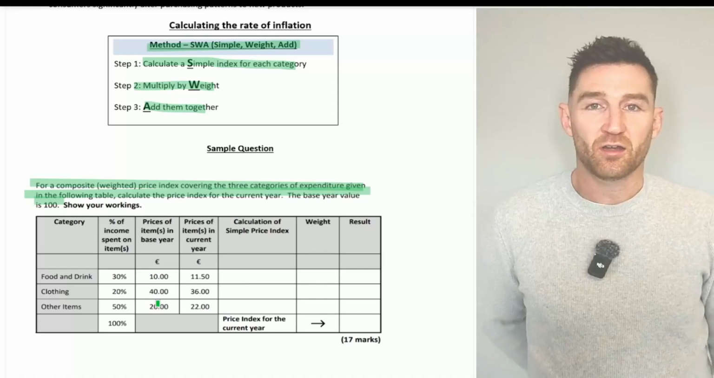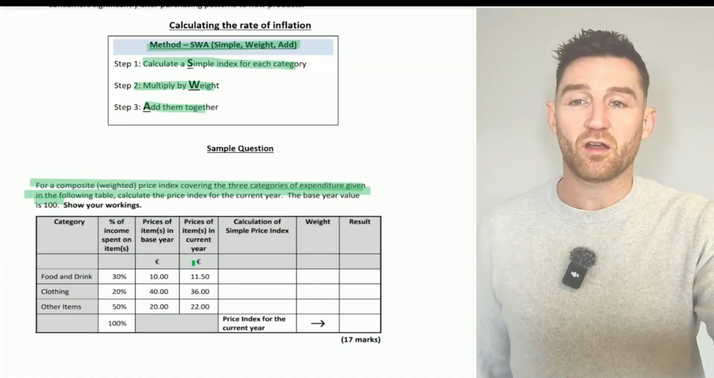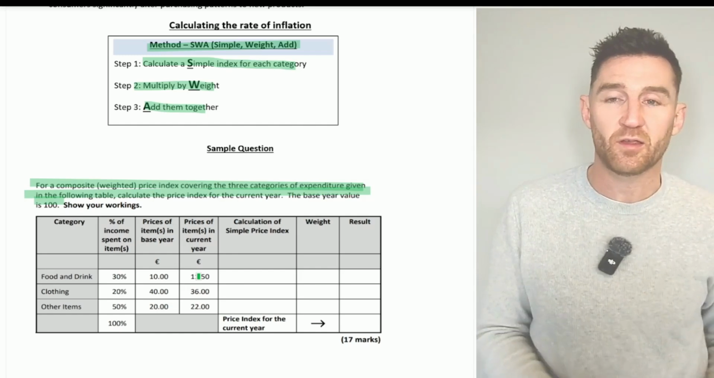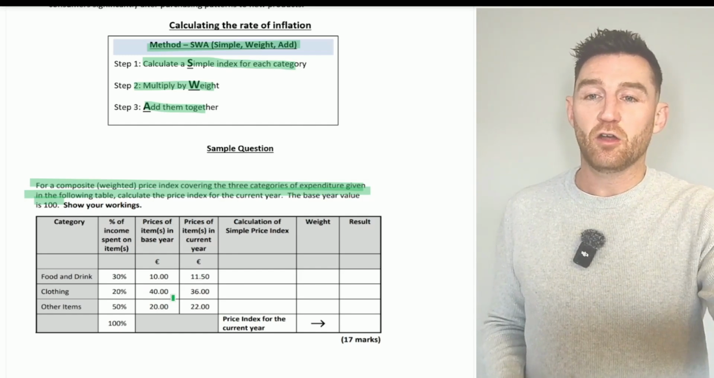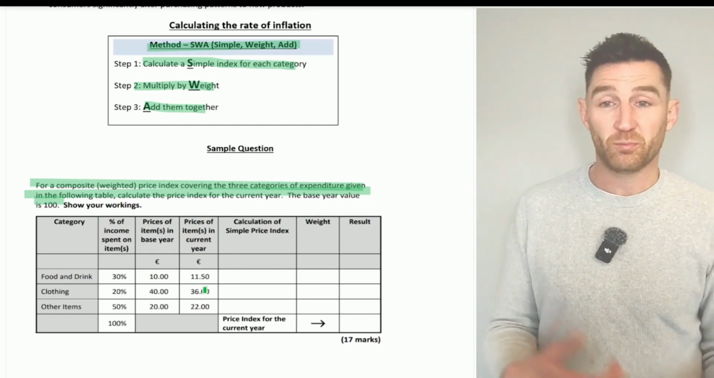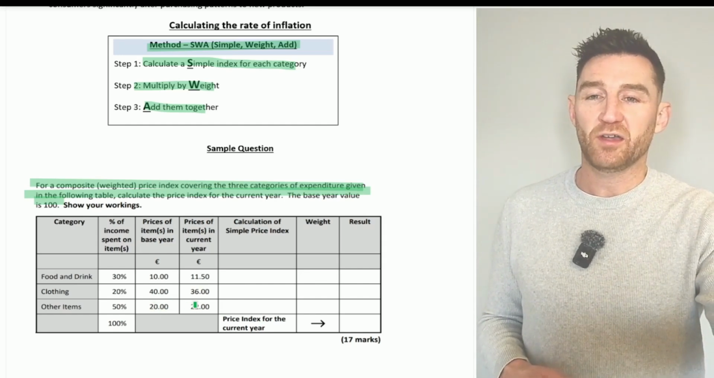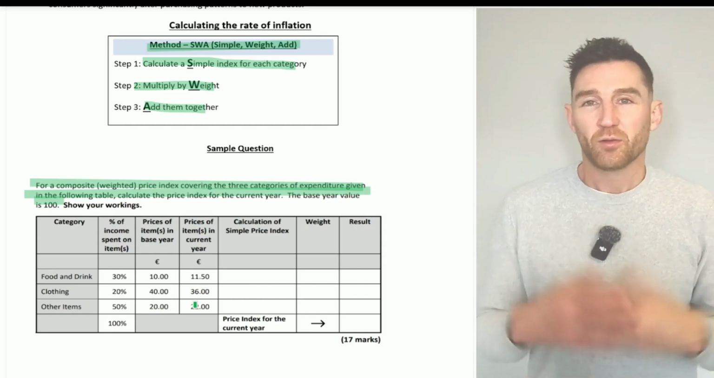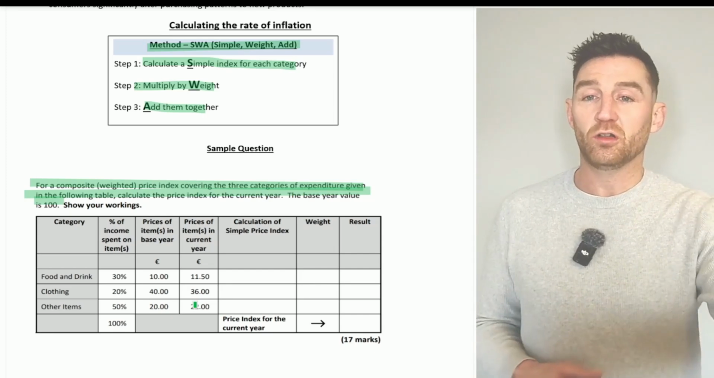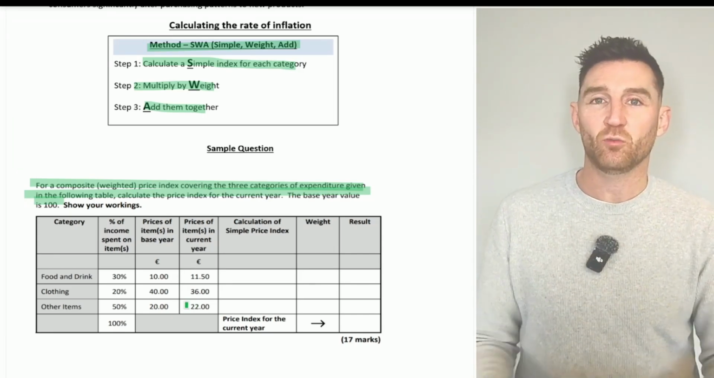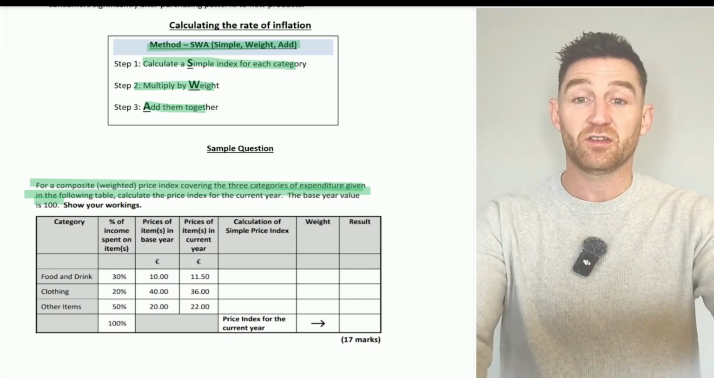Then the current year, so this is the year we're comparing. Prices are, for food and drink, 11.50. So we can see there's inflation there. There's been an increase in the price level there. We can see that clothing prices have fallen. So there's been deflation in that category. And then for other items, prices have gone up from 20 to 22. So there's inflation there. So what we want to find out is overall, taking account of all 3 of these changes, what's the situation? What is the overall inflation or deflation rate?